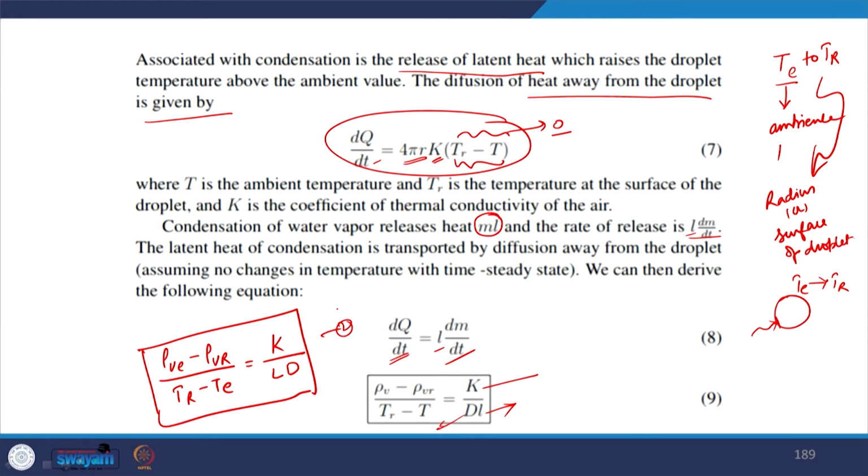So, how many equations do we have now? For example, (rho_v − rho_v,r) divided by (T_r − T_e) is equal to K by L D.